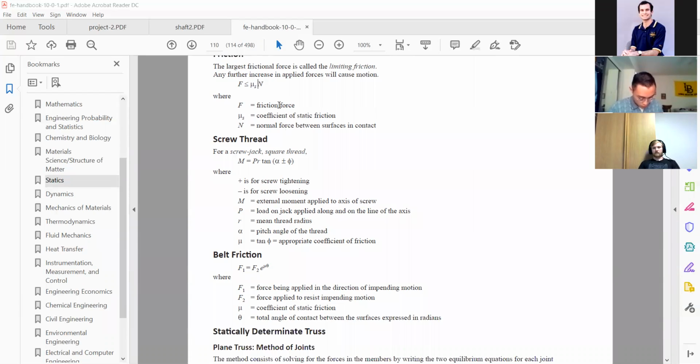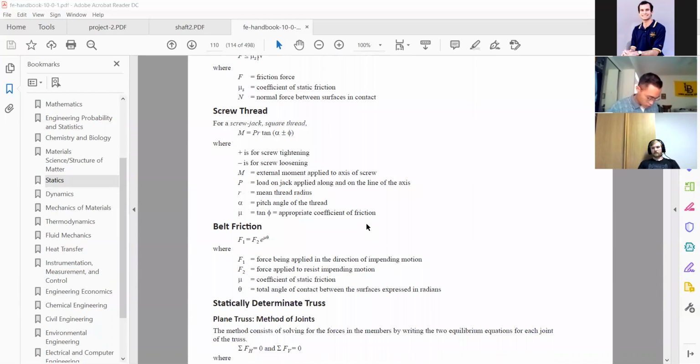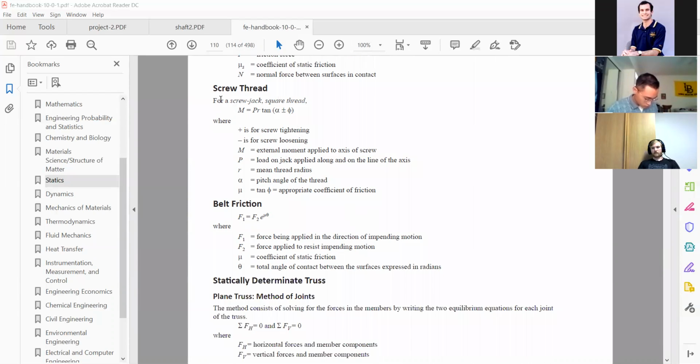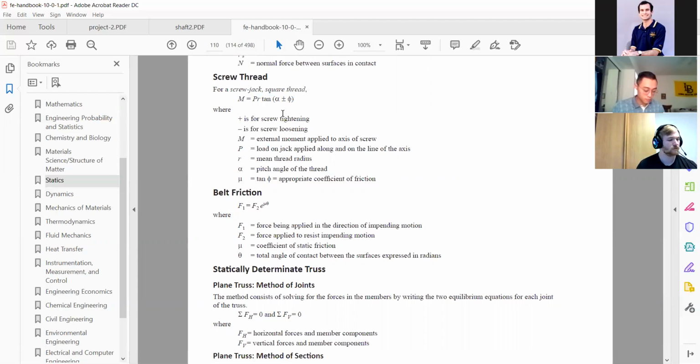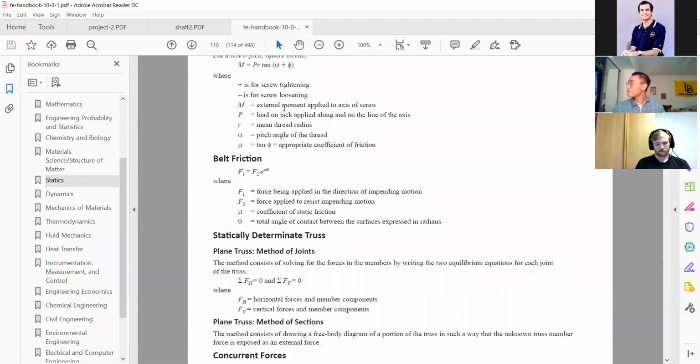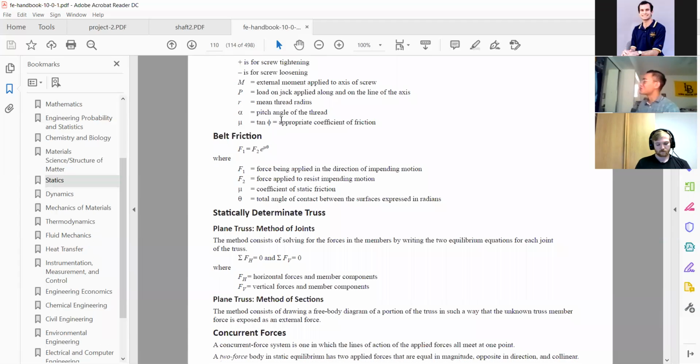They might use kinetic friction for that as well. Screw threads, for a screw thread. Screw loosening, screw tightening. I've never seen a screw problem in the practice, but they have it here, so I guess it is fair game. It looks like just an equation that seems pretty straightforward, so hopefully if you get a question on that, you should be able to get through it. Belt friction.